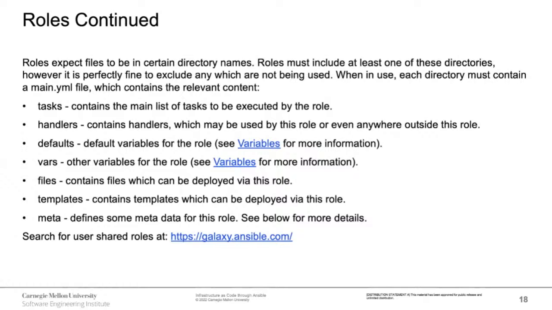So the tasks folder would have a main.yml file under it, and in that main file, you would have a list of tasks that you're going to execute for the role. So in the NGINX role, for example, you would have a list of tasks for installing NGINX, for configuring it, and for possibly starting the service, though that last one would probably fit better under a handler.